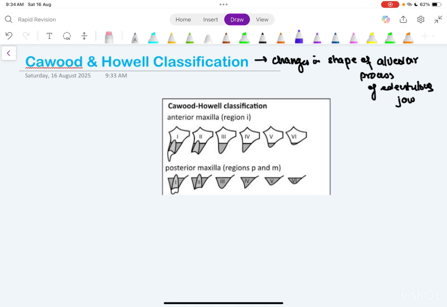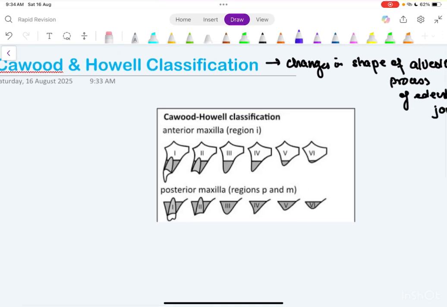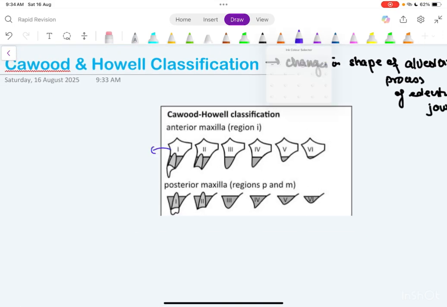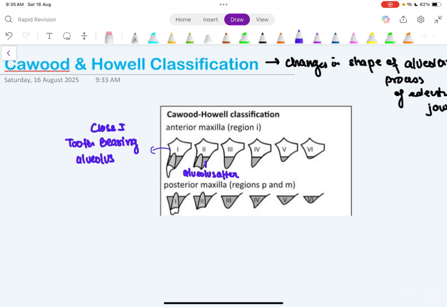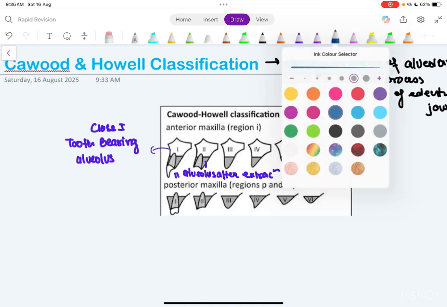The first one, just remember the diagram and that will suffice for all of the classification. So look at this one. The first one is tooth bearing alveolus. So class 1, tooth bearing alveolus, as you can see in the picture. Then second is where the tooth has been extracted. So 2 is alveolus after extraction.